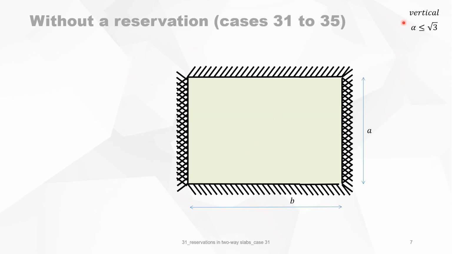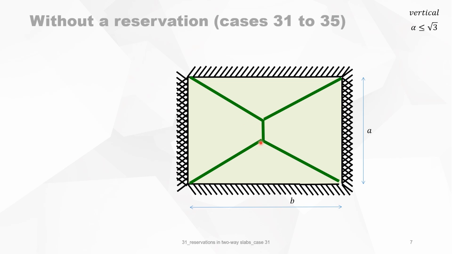Now we can do the same for where the alpha is smaller than square root of 3 for the vertical configuration of the yield lines. Again, the 60-30 rule for the different corners. And then we make the connection between the two intersections. The negative bending moment is then also indicated.